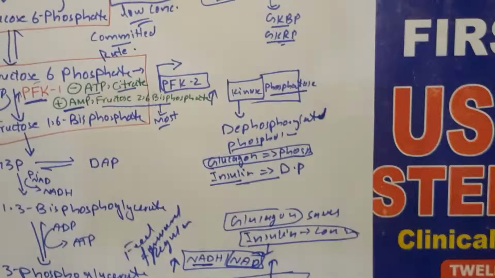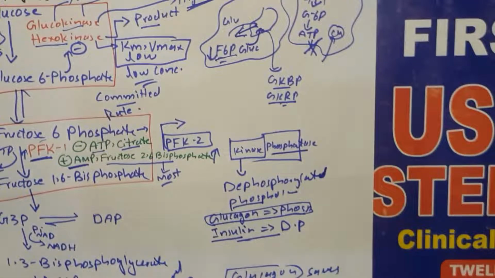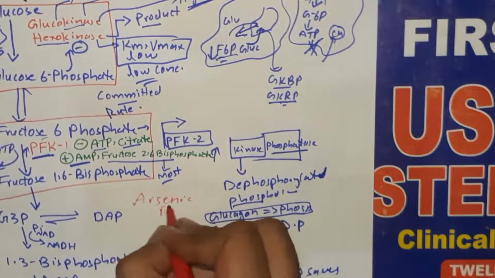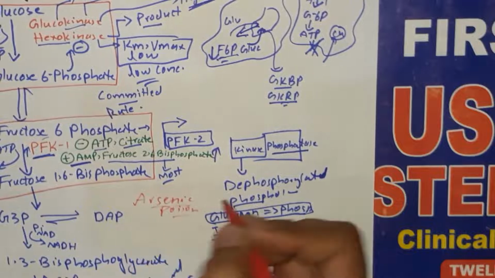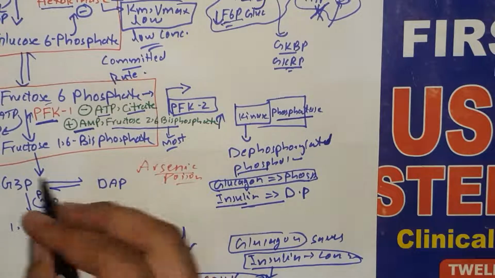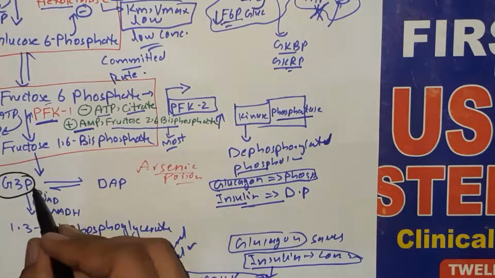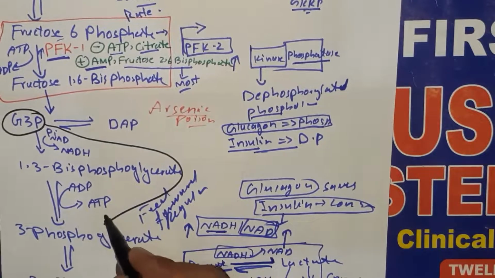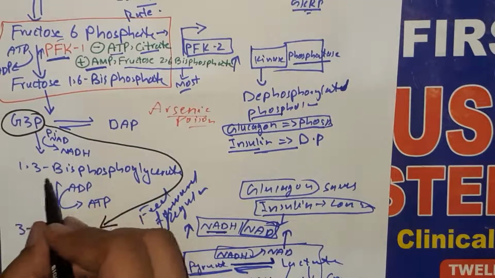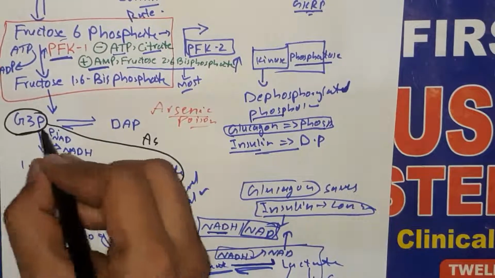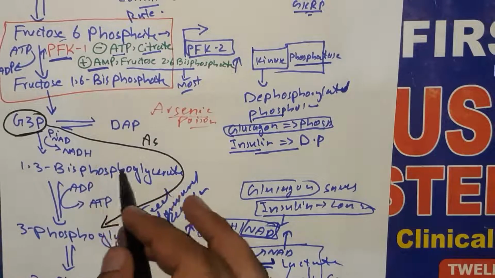One thing we should consider more here is arsenic poisoning, which decreases the production of ATP by this pathway. Where does this arsenic poisoning happen? When arsenic is present, it combines with glyceraldehyde 3-phosphate and forms a complex with it, and this complex is eventually converted into 3-phosphoglycerate. The step of 1,3-bisphosphoglycerate is skipped. In the presence of arsenic, glyceraldehyde 3-phosphate is converted into 3-phosphoglycerate, and this step is not involved.